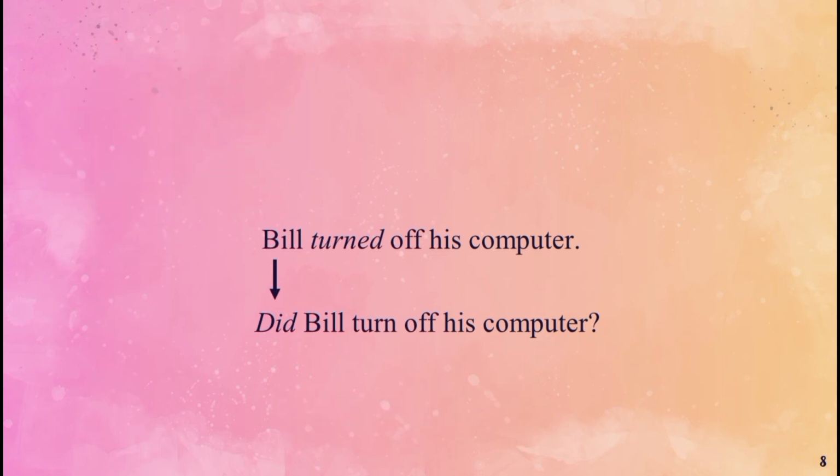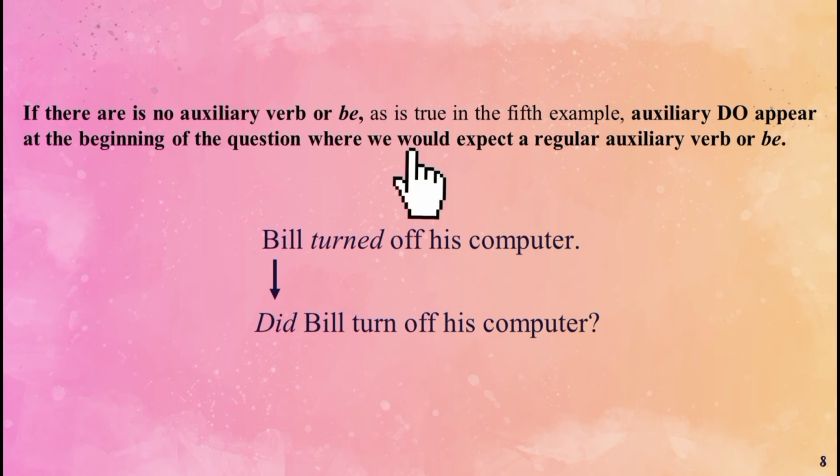Great, if you have said that the process is like this: if there is no auxiliary verb or be verb, auxiliary do appears at the beginning of the question where we would expect a regular auxiliary verb or be. So in here, of course, since the original statement is in the past tense, because as we can see, turned, we will not use the word do. Instead, we will use the word did.